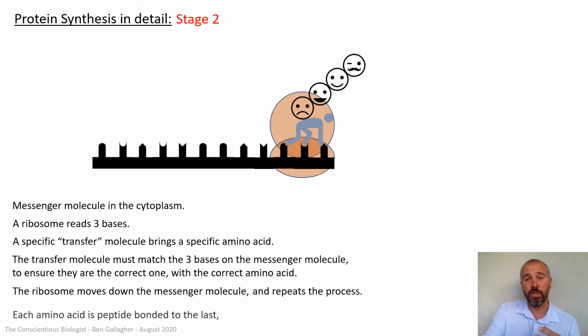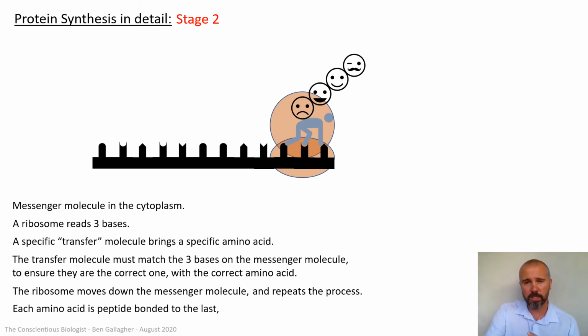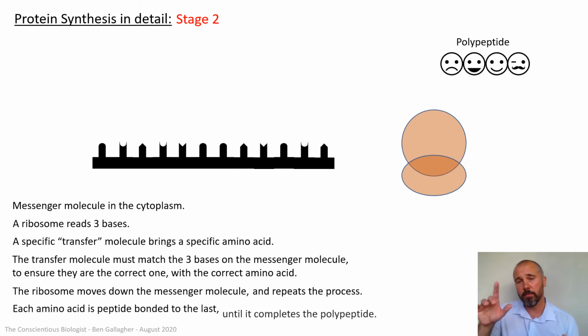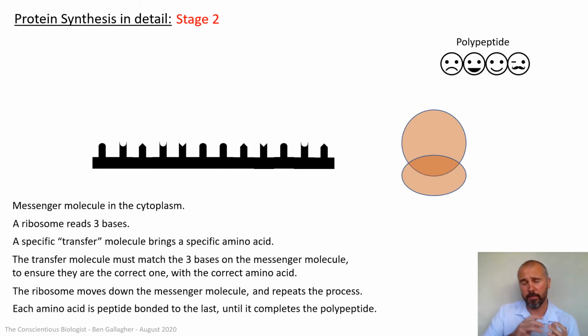Until we get to the last one on the chain, that last transfer molecule will bring the last amino acid. And of course, as it's been going along, as I've written here, it peptide bonds each amino acid in turn to the last one. And when it gets to the end, and that last transfer molecule heads off to find its new amino acid, the ribosome can come off the end of the mRNA, off the end of that messenger molecule, and you've created your polypeptide.